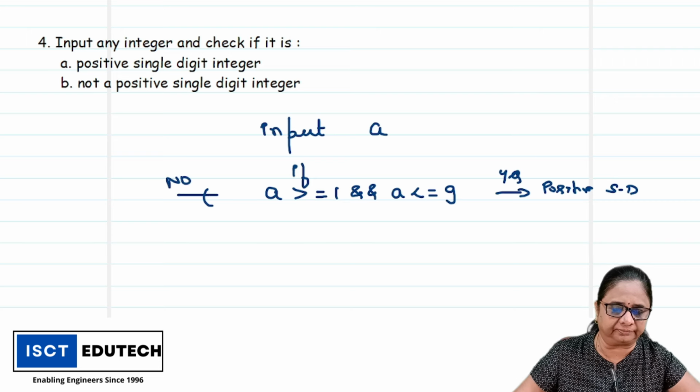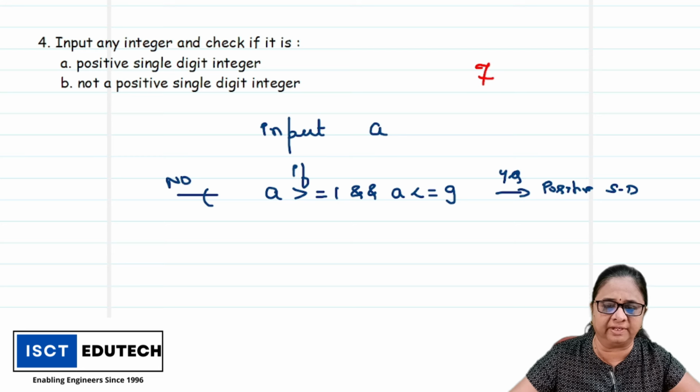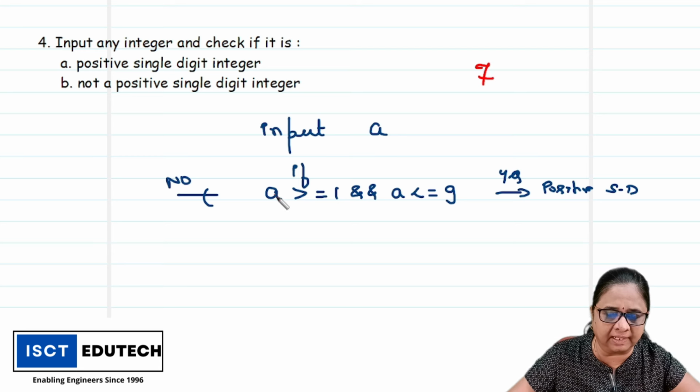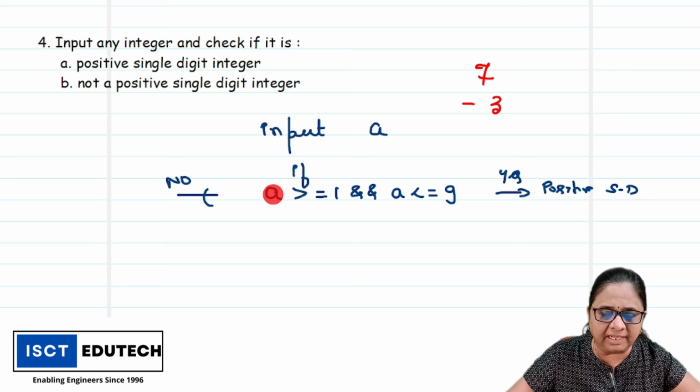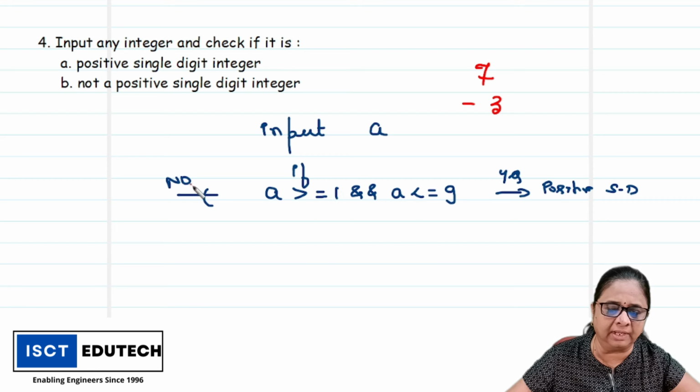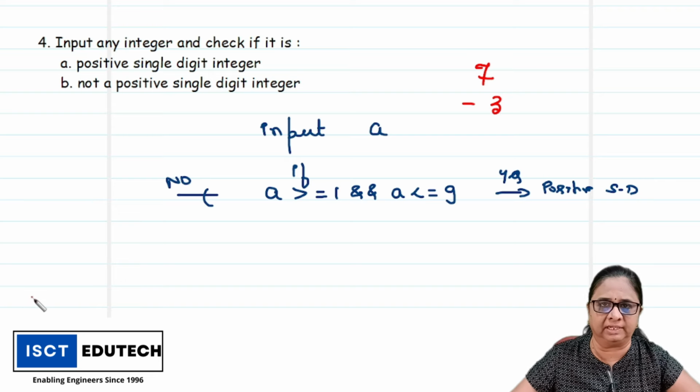Let's see this. The first input I will give is 7. What is the condition taken as? 7 greater than or equal to 1. Is it true? Yes. And 7 less than or equal to 9. Is it true? Yes. True and true. So it will go into the yes direction and give positive single digit. Next input, I will say -3. How does this work? -3 greater than or equal to 1, no. So I got one false already. It will not bother to check the second condition. It directly goes to the no direction and prints not a positive single digit, right?